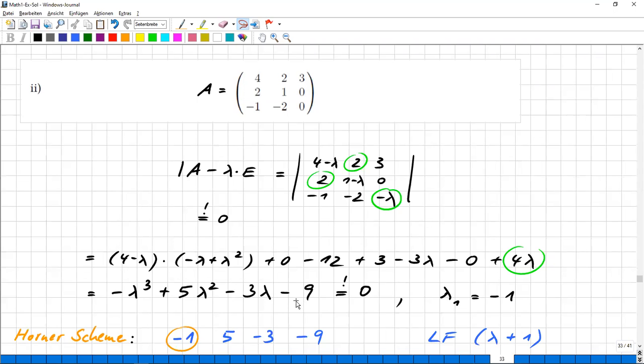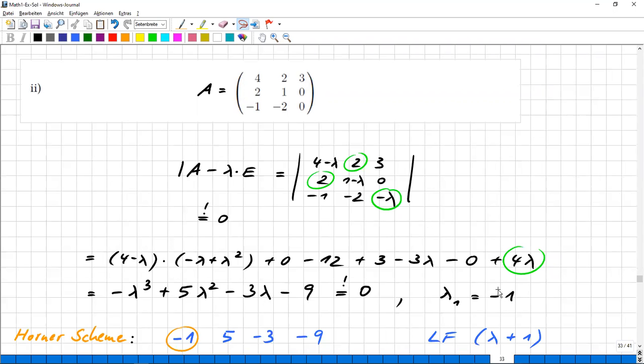So in the end, you can guess the minus 1 as a solution. You just put it in, and then you get minus times minus is plus. You get 1 here, 1 plus 5, yeah, squaring takes away the minus sign. So 1 plus 5 is 6, minus 3 times minus 1, 6 plus 3 is 9, minus 9 is 0. So this is easy to guess.